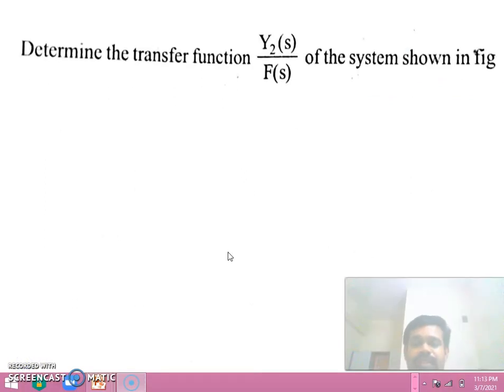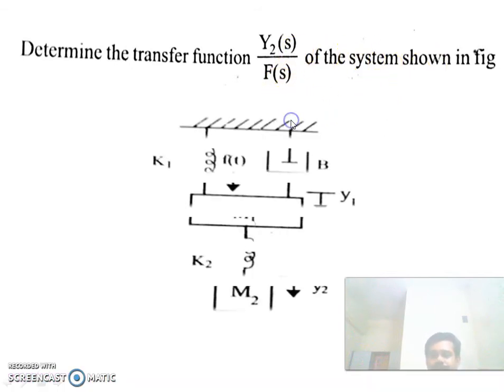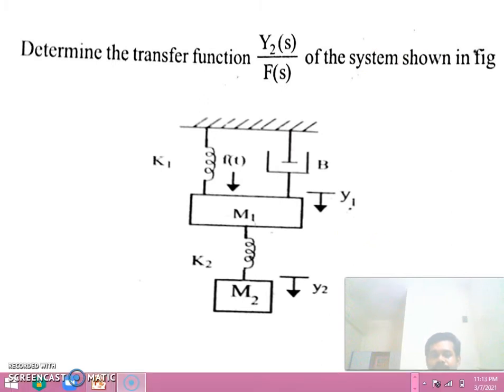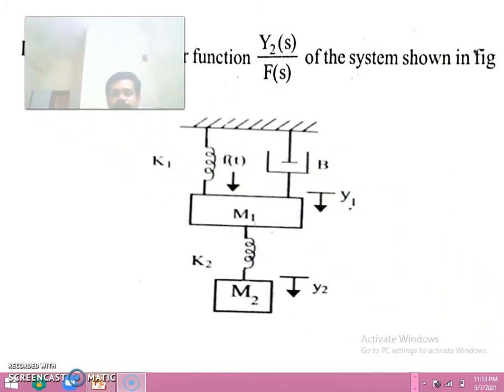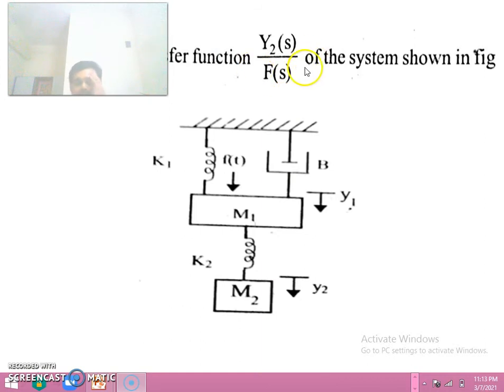Next we are going to see one more problem. Determine the transfer function Y2 of s divided by F of s of the system shown in the figure. So this is the given figure, and we have to find the transfer function.